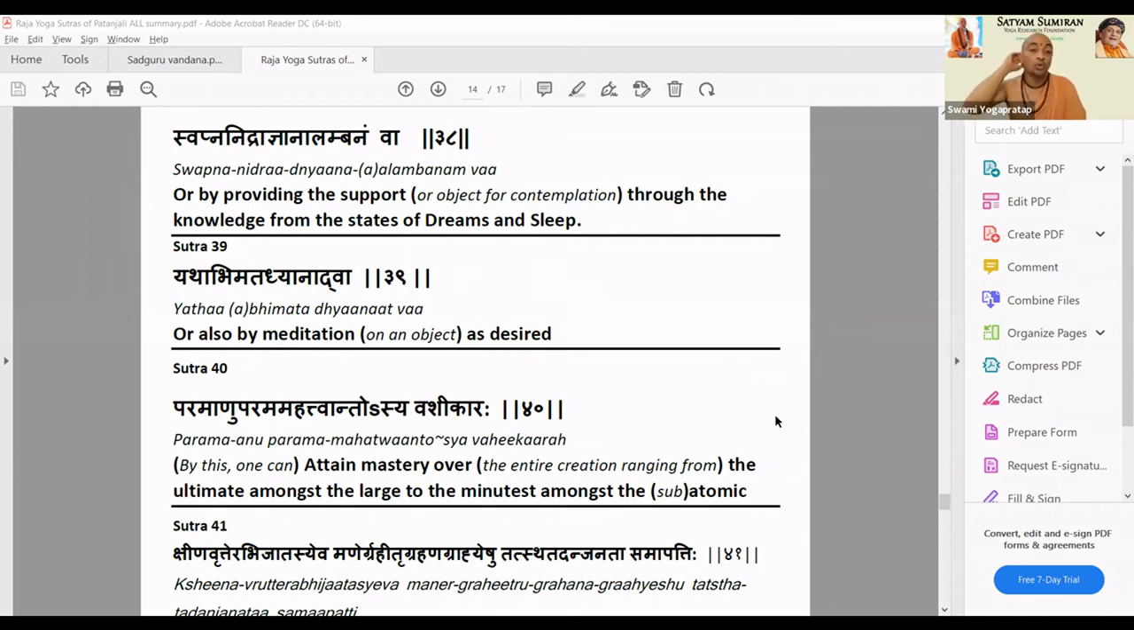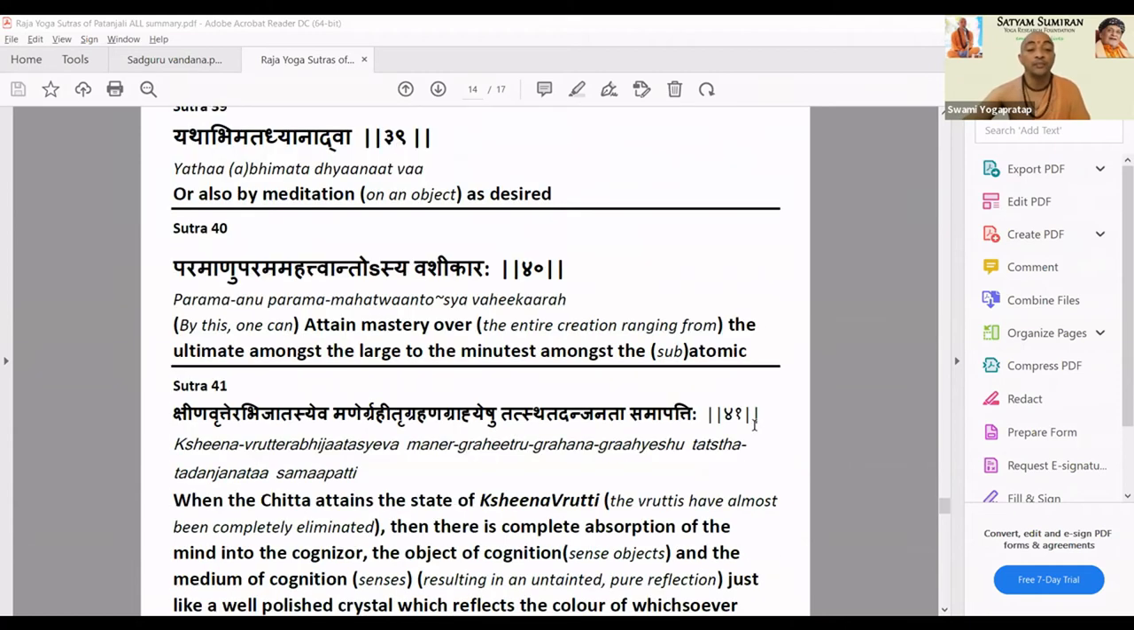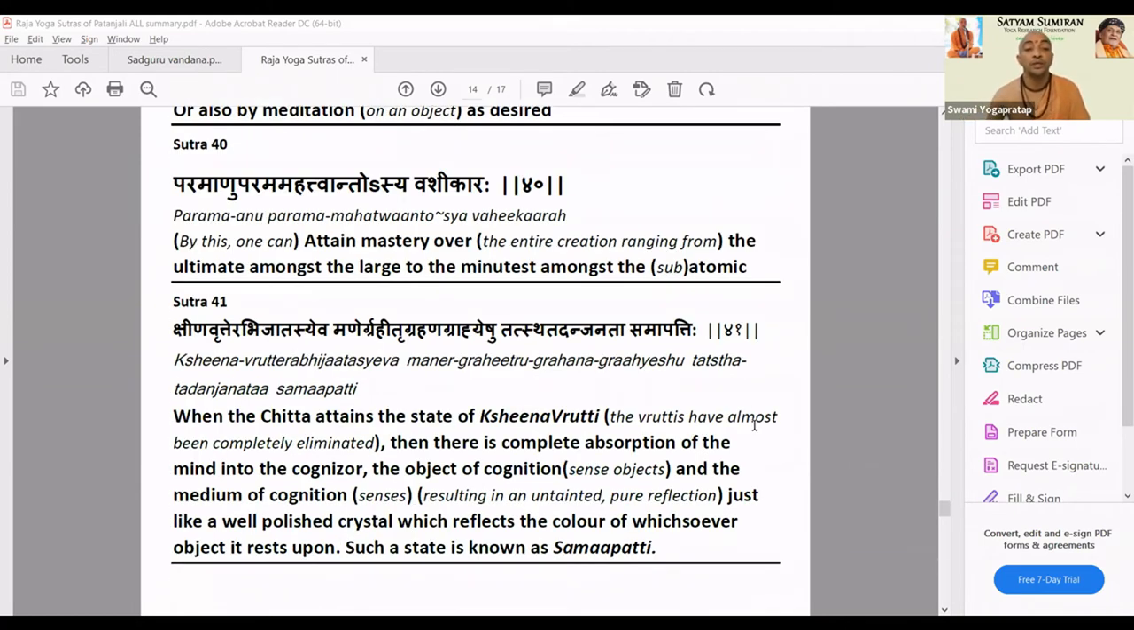Now, doing so, what do you achieve? First thing is paramanu parama mahatva antaha asya vashikaraha. You can attain mastery over the entire creation, ranging from the smallest to the largest. Once you attain that, then the next step is kshinavrutteh abhijatasya iva maneh grahitru grahana grahyeshu tatstha tadanjanata samapatti. Attainment of samapatti or samadhi.